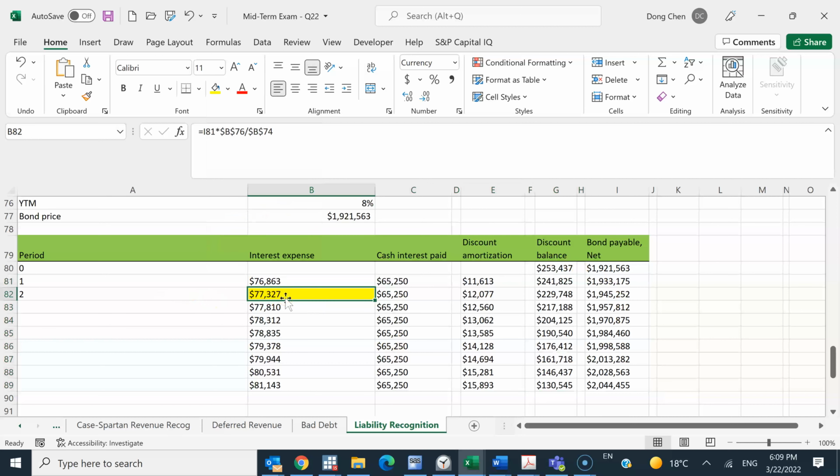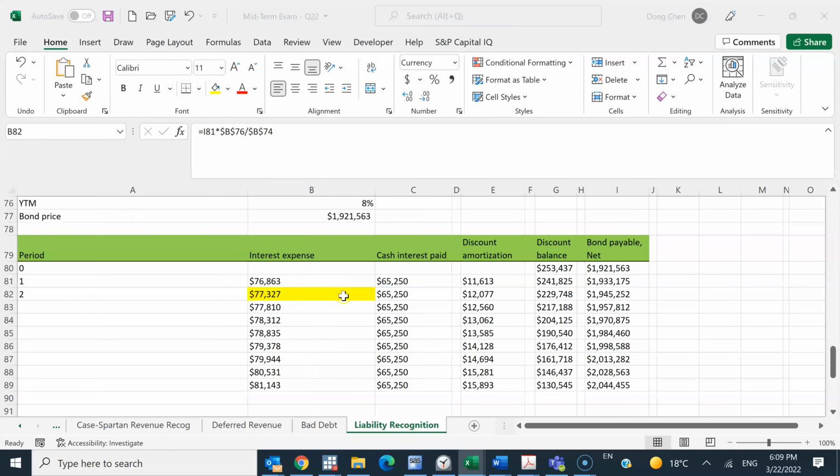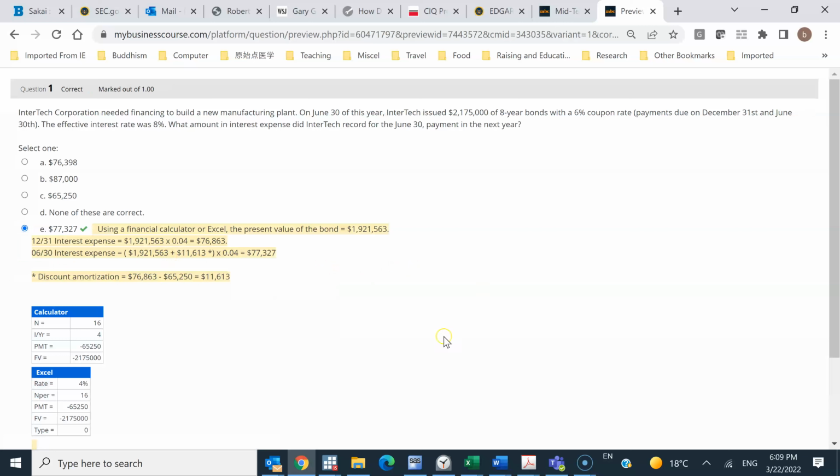This is the interest expense for the second payment, which would be on June 30th, right? So based on that number, you can see this 77,327. So it's going to be E here. So now let me check my answer. And I think I got this right.